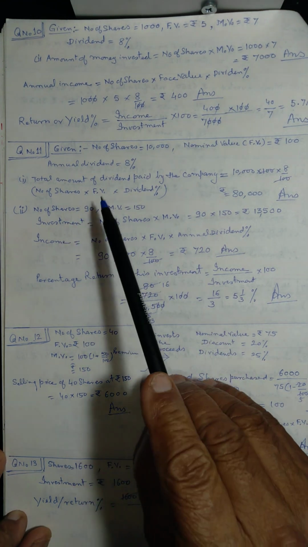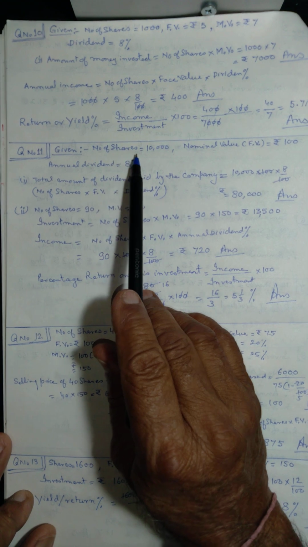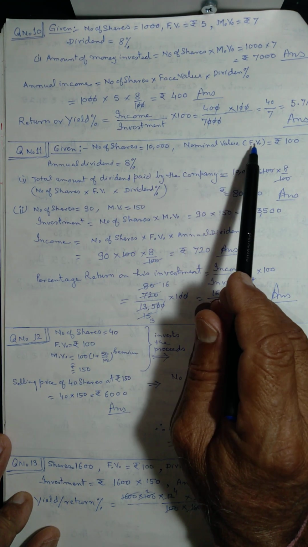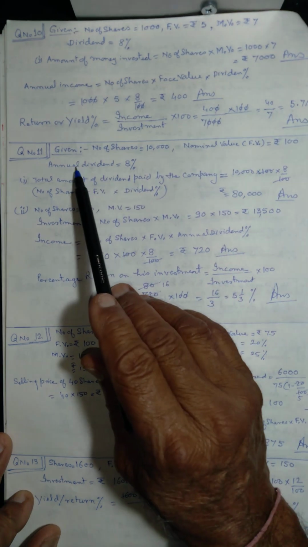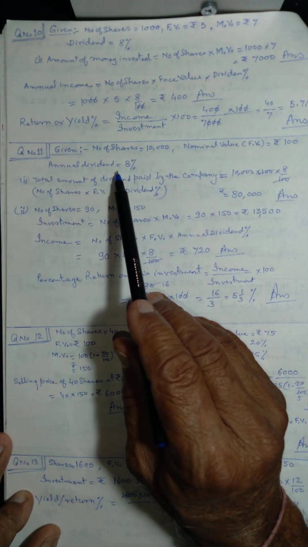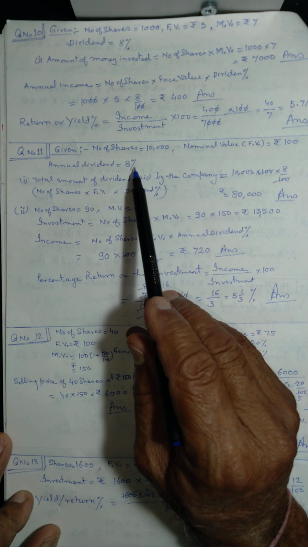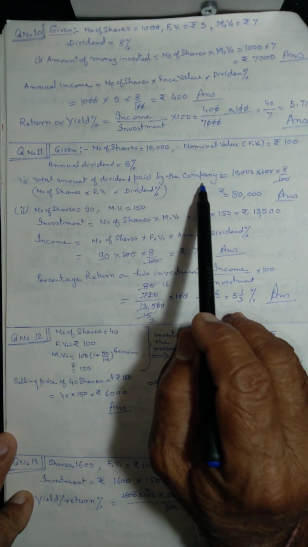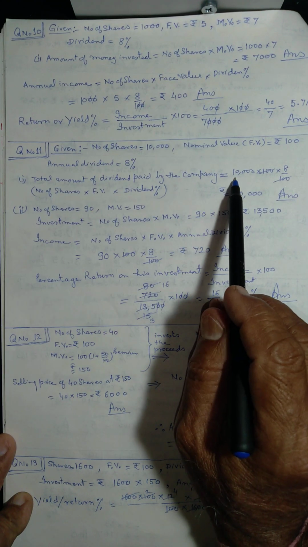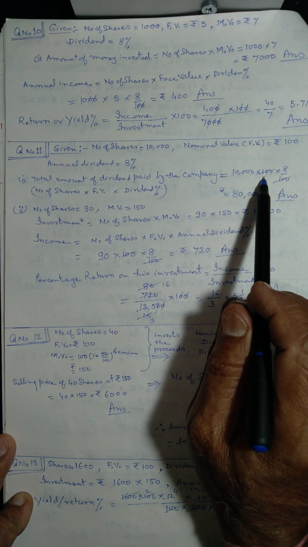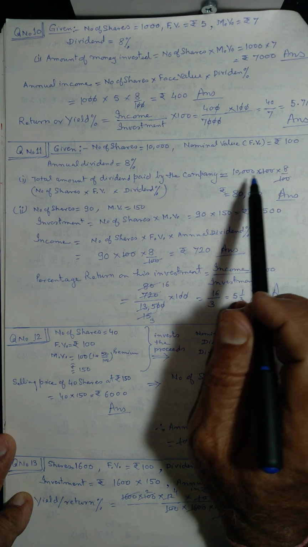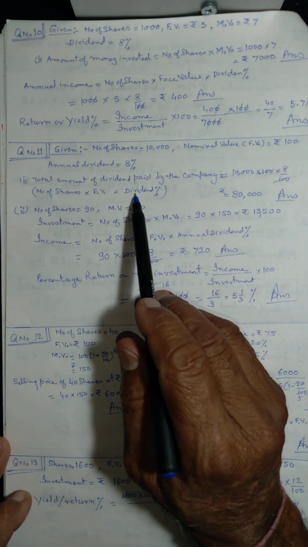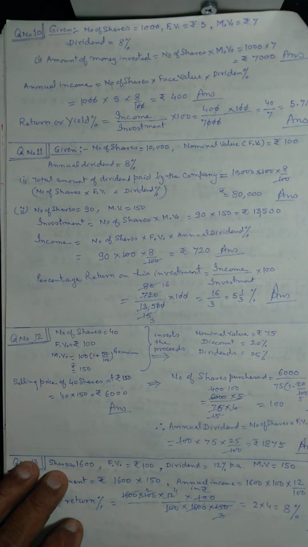Now question number 11. In this question, the number of shares is 10,000. Nominal value or the face value is rupees 100. Annual dividend is given, that is 8%. So the total amount of dividend paid by the company is equal to 10,000 into 100 into 8 by 100. That is number of shares into face value into rate of dividend, that is equal to 80,000.